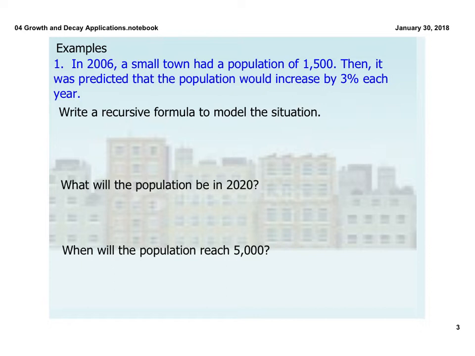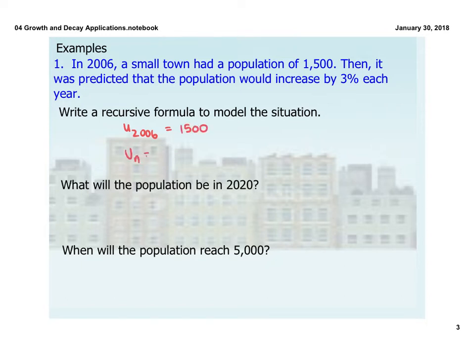All right, we're going to look at a couple examples that are a little bit more applied than what we've seen in the past. For this first example, we're looking at a small town in 2006 that had a population of 1,500 people. It was predicted that the population would increase 3% each year. To piggyback on the previous lesson, we're going to use u sub 2006 to represent the year in which the town had a population of 1,500 people.